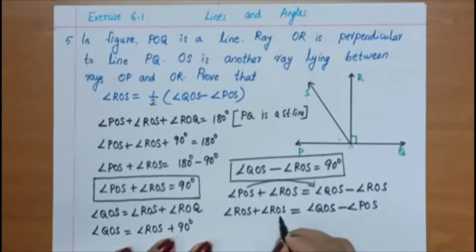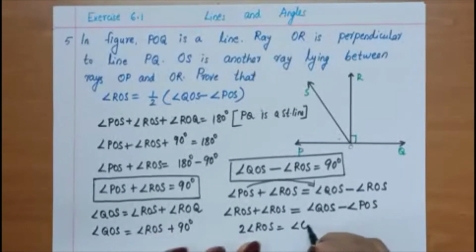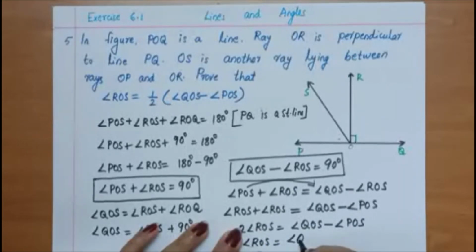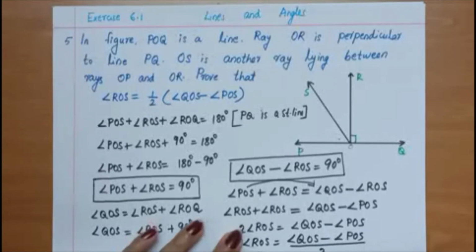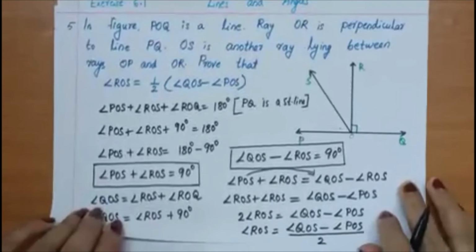Now how many angle ROS do we have? 2. So 2 angle ROS equals angle QOS minus angle POS. Keep this angle ROS on the left side and take this 2 to the other side. Here it is multiplication, so going to the other side it becomes division. That means angle ROS equals angle QOS minus angle POS divided by 2. This is the thing we have to prove.